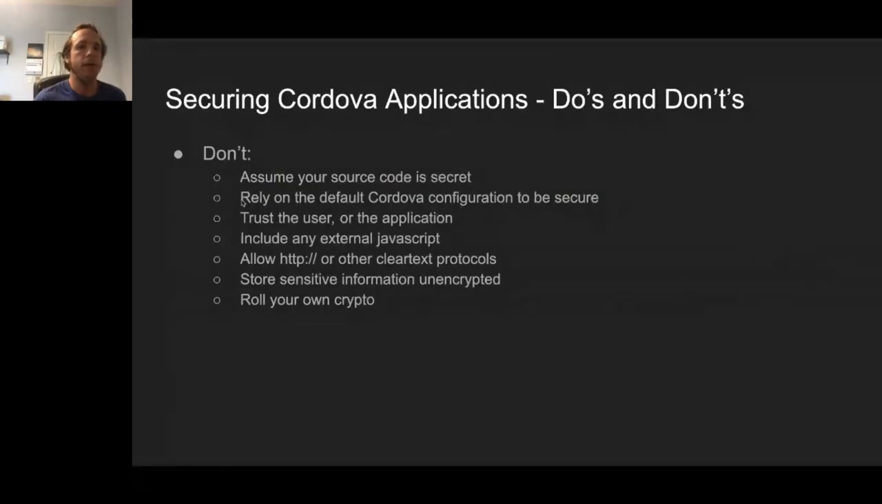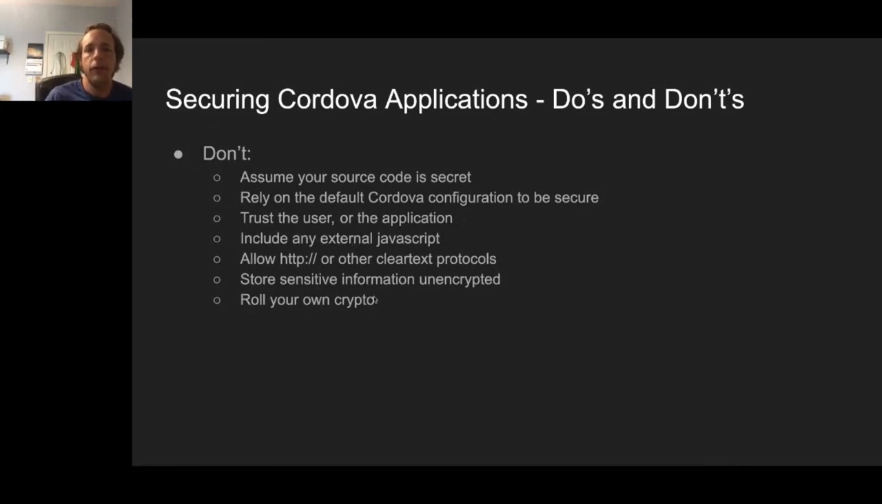As I said, by default, debug builds ignore SSL errors, and the content security policy is wide open. The application can access just about anything. Don't trust the user and don't trust the application. So any of your security controls should be server-side, just like they would on any web application. Don't include any external JavaScript libraries, especially if you don't control them. You want to bundle as many of those into the application as you can.